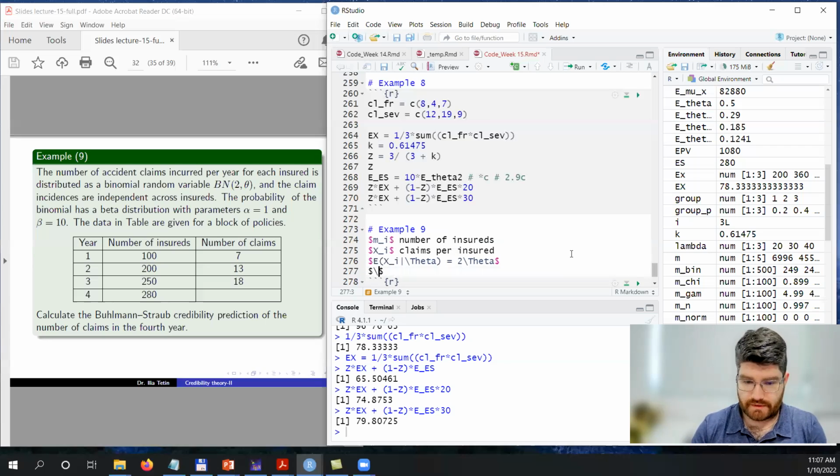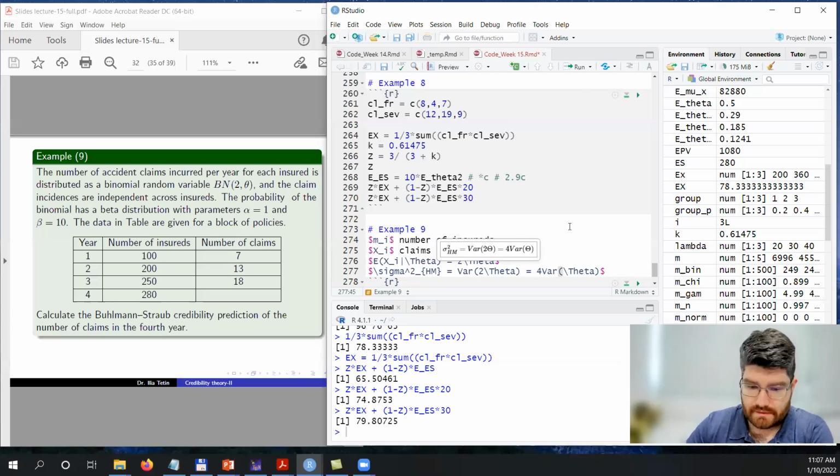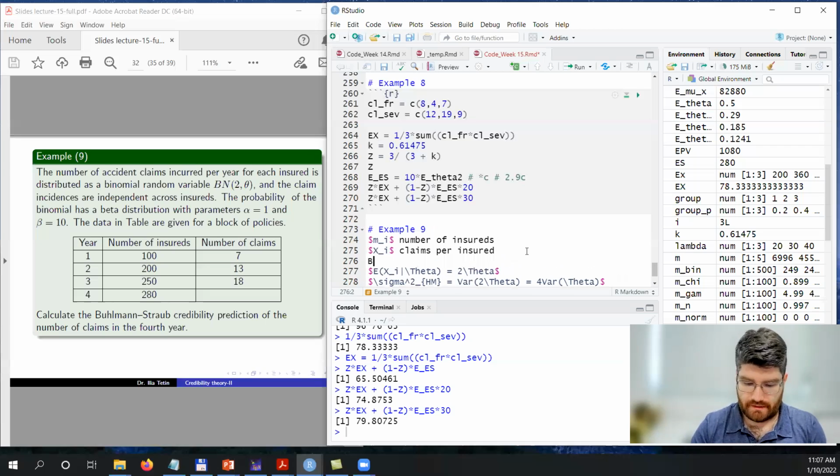The first point. And the second point is sigma squared hm. This thing is actually the variance of our 2 theta, and given that, we have 4 times the variance of theta. So these are the parameters if we talk about binomial distributions with parameters 2 and theta. So this is the expected value and the variance: 2 theta and 4 variance of theta.